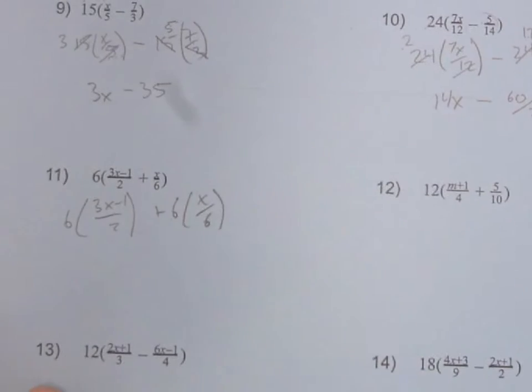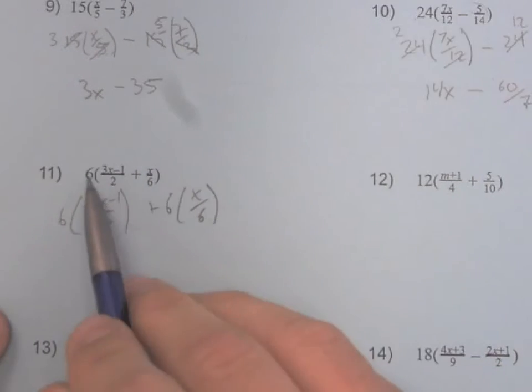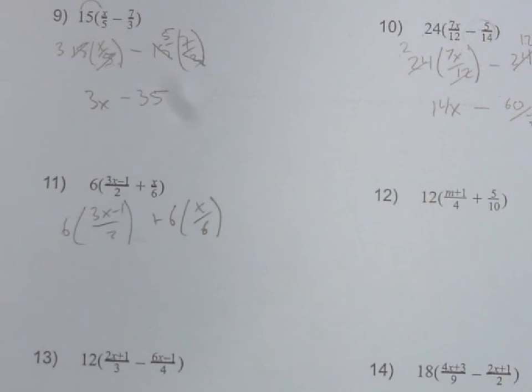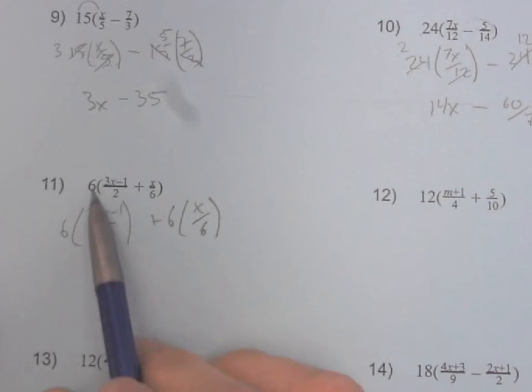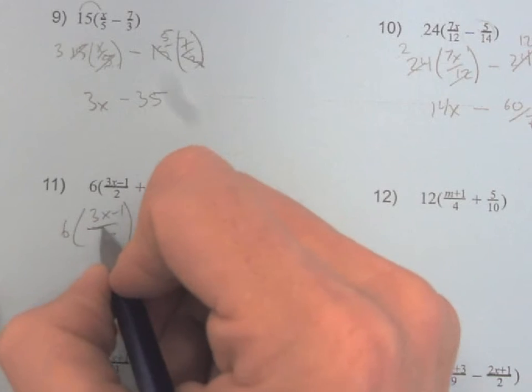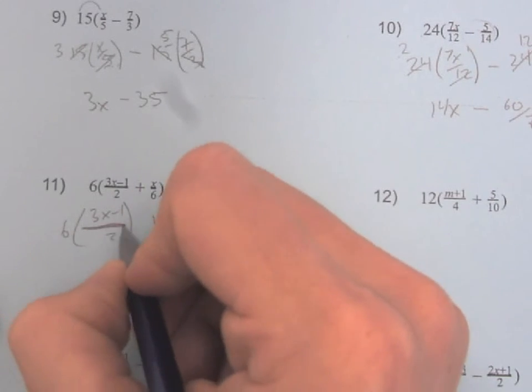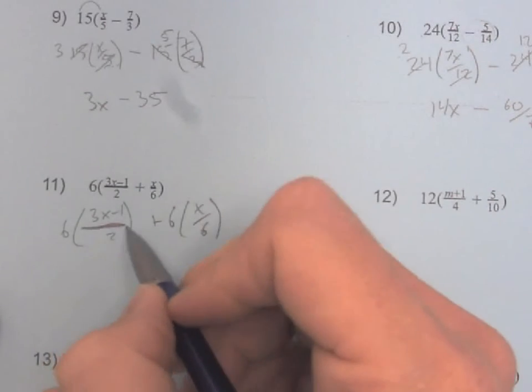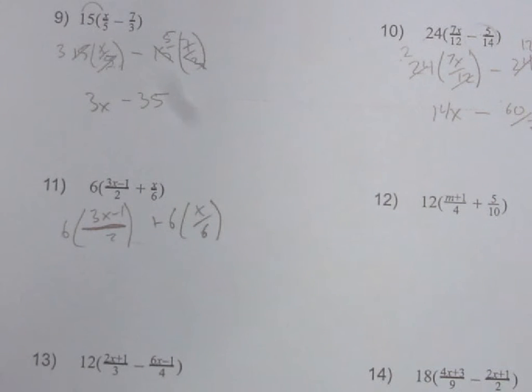We already know that the parentheses act as a grouping symbol. It kind of keeps everything together. The other grouping symbol that you see here is actually these fraction bars. The fraction bar acts as its own grouping symbol, kind of like an implied grouping, and so we need to keep that in mind.